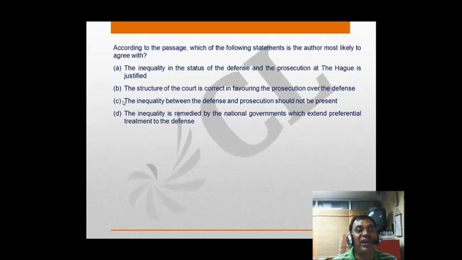Most likely to agree with. So basically, again the central idea is that prosecution and defense should be given equal rights, and that is the thing. Is it justified? No. Inequality is not justified. Is it correct in favoring the prosecution? No. Then equality should not be present. So it's a very, very simple question.